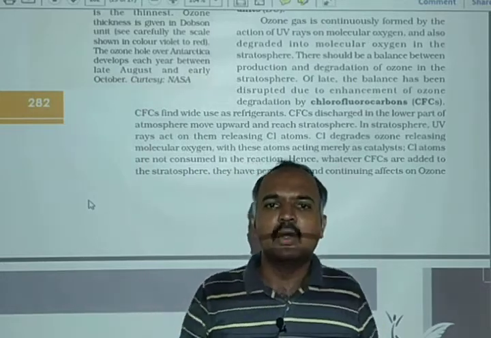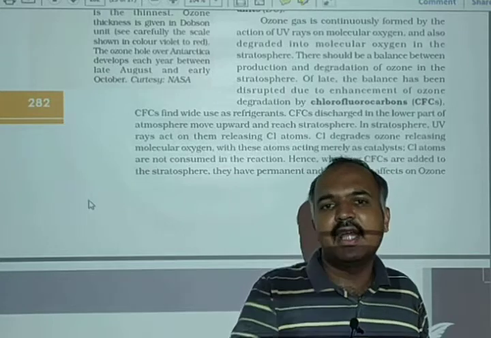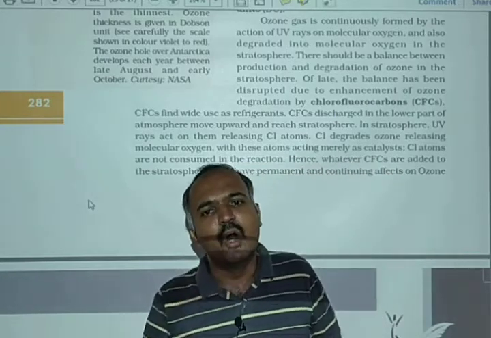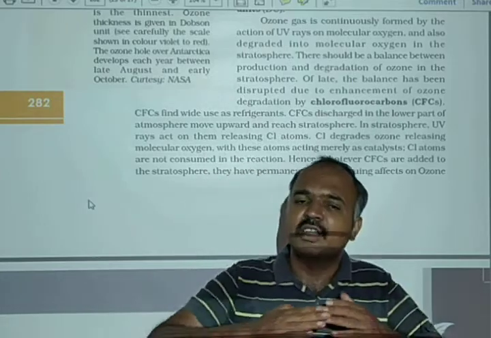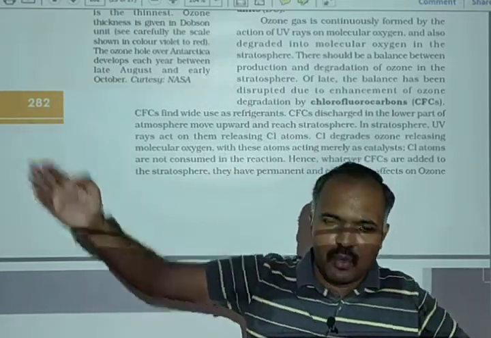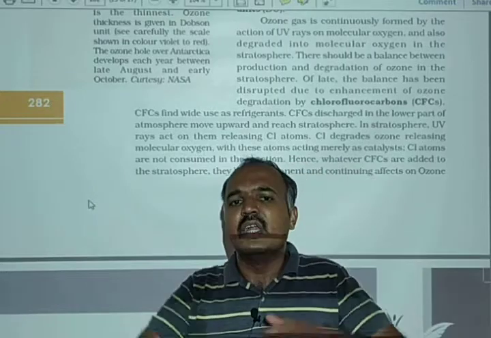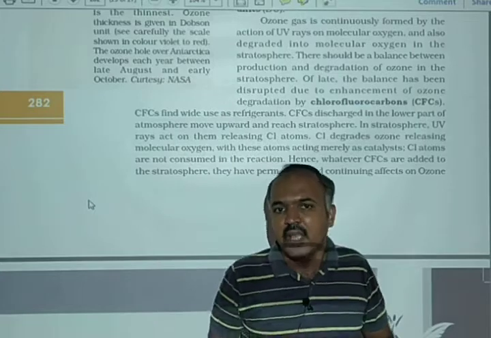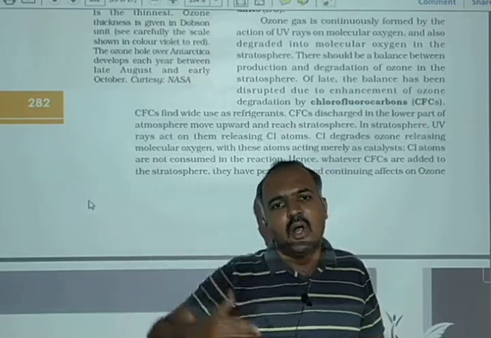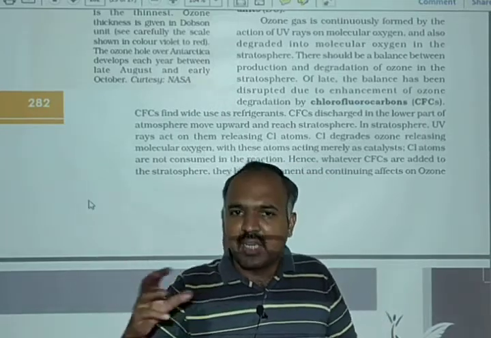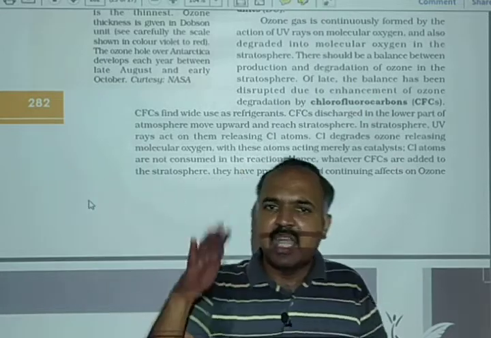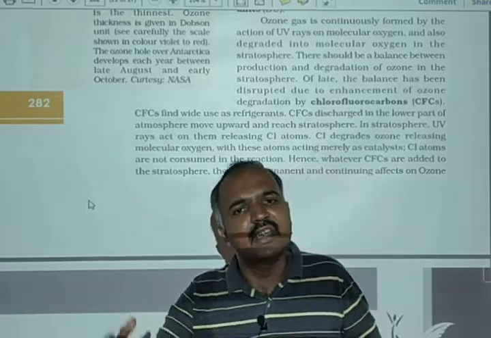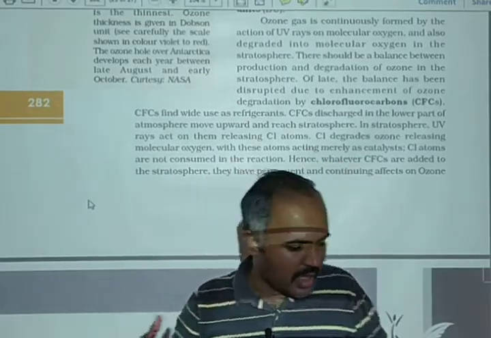One chlorine molecule can deplete 1 lakh molecules of ozone. So in this manner, its effect remains for the long term. Even if we release a small amount of chlorofluorocarbon, its effect remains for the long term. In this manner, the rate of ozone depletion is increased, the thickness of the ozone layer is reduced, and an ozone hole is formed. Okay, so let's look in the textbook.